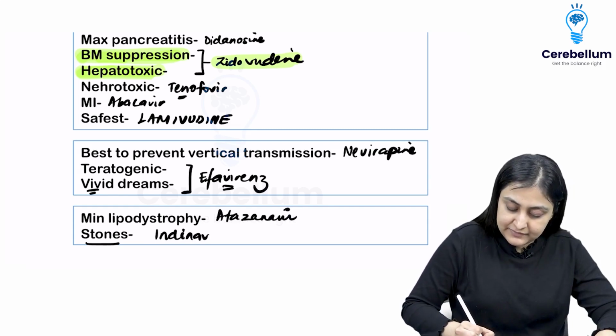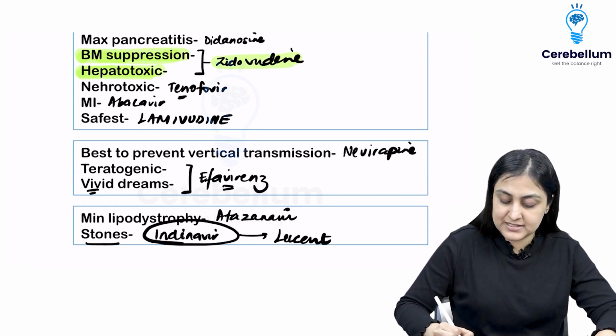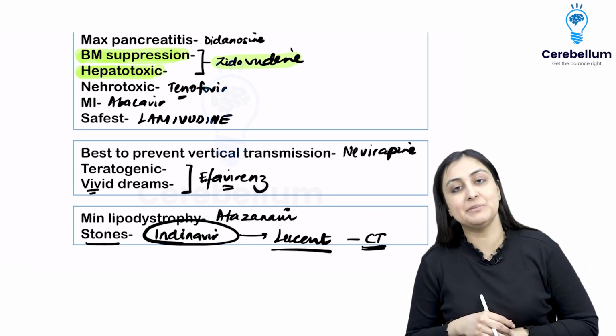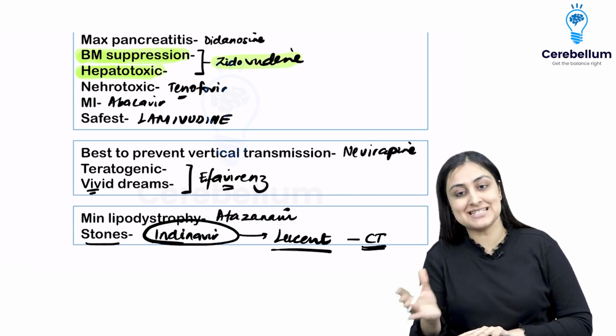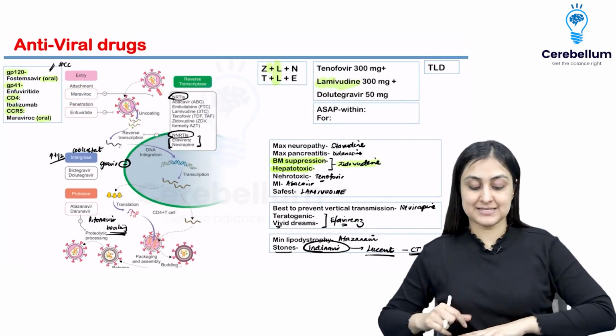indinavir. Alright, so indinavir has the maximum chances of stones, and these are stones which are lucent, and this is very unique, that this is the only one which is lucent on CT also. Everybody is lucent on X-ray but opaque on CT. This is the only one which remains lucent on CT as well. Okay, so this is about the side effects.